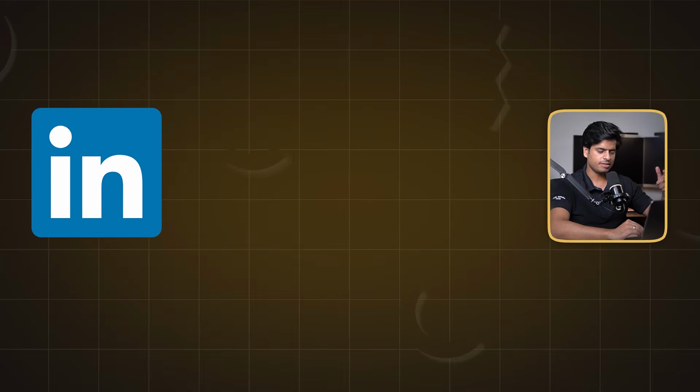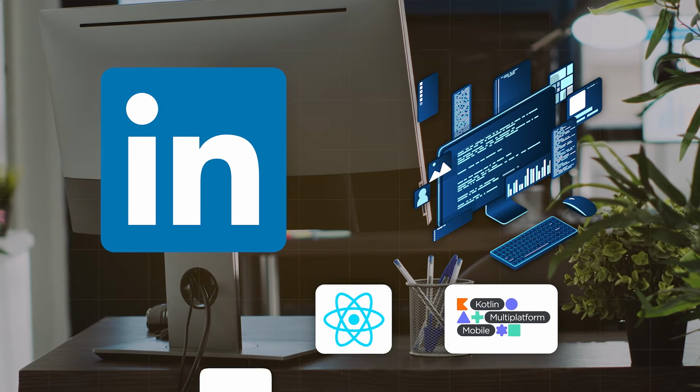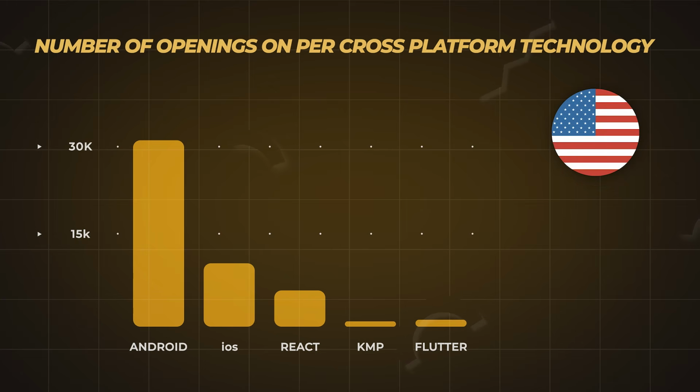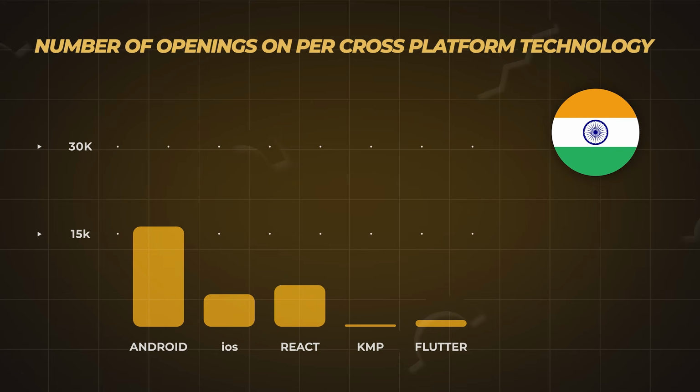And now with that, let's come to the number of openings on LinkedIn. If I just see the number of openings on a per cross-platform technology basis, then this is how the trend looks. For the US, Android is leading with around 30,000 jobs. On iOS, we have around 10,000. Then we have React Native, which is around 5.6K. Then KMP, a 3-digit 936. Then Flutter 834. For India, again, Android is leading with 15.8K jobs.